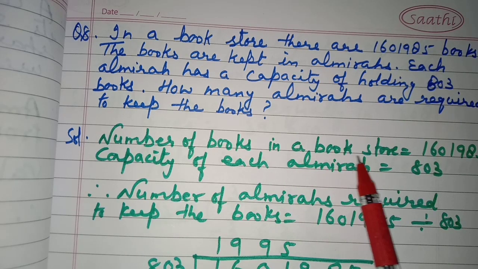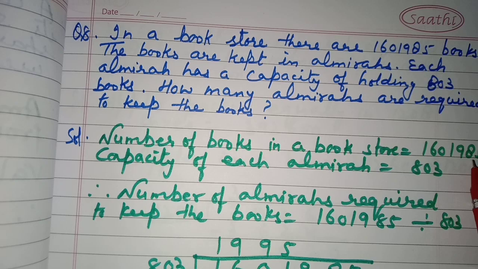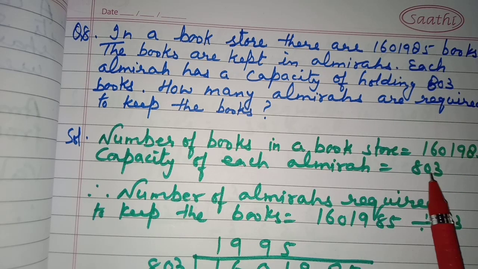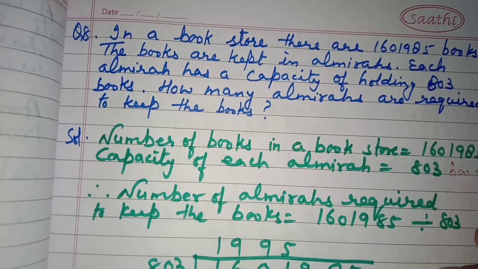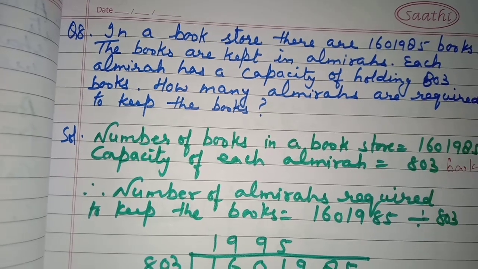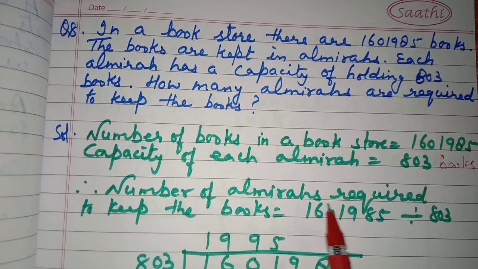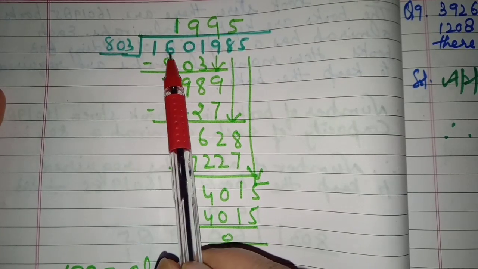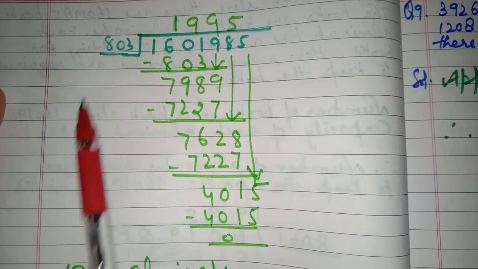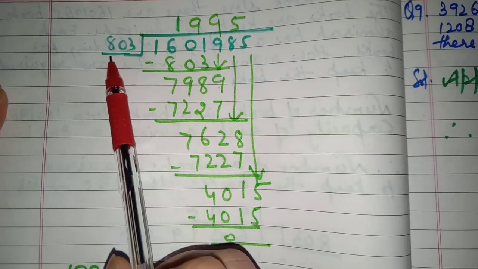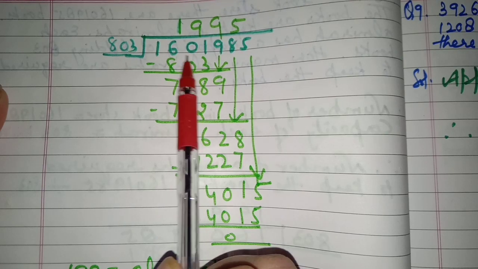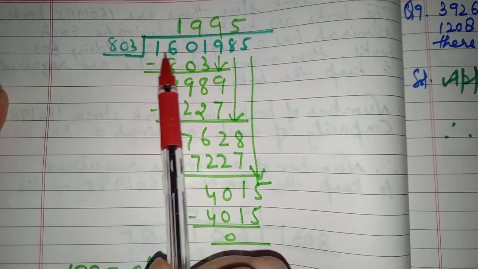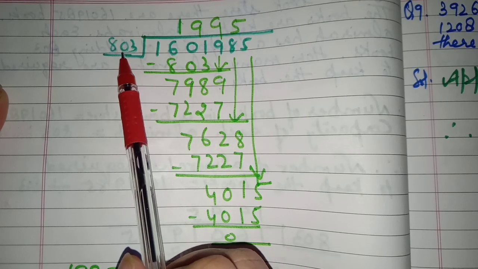So number of books in a bookstore, 16,01,985. Capacity of each almira is 803 books. It means we can keep 803 books in each almira. Therefore, number of almiras required to keep the books, for that we need to divide 16,01,985 by 803. Now, our divisor is of 3 digits, so we need to take 3 digits from the dividend, but the number formed by 3 digits is less than the divisor, so we need to take 4 digits and then we can just divide.